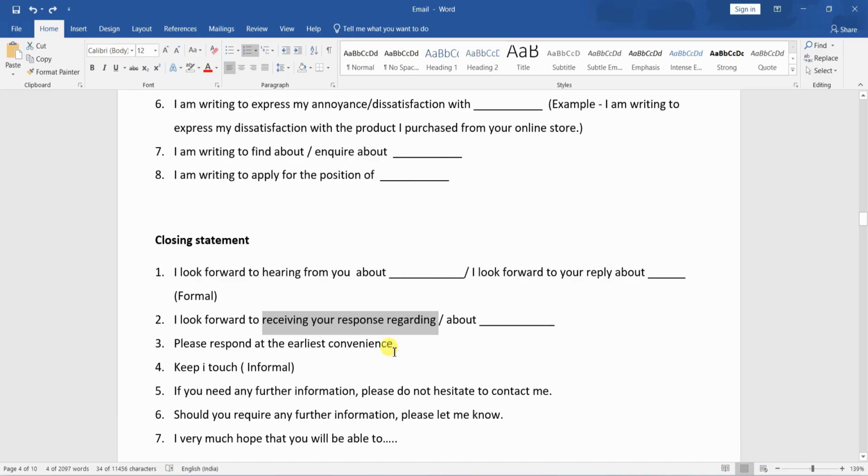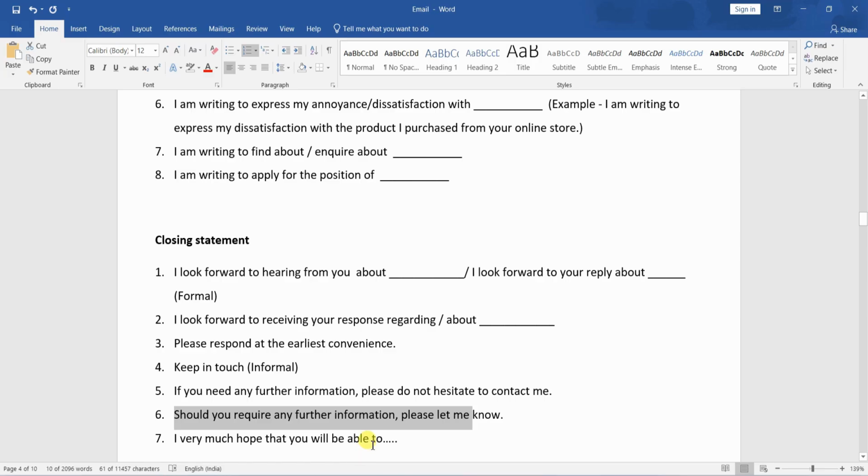Means you can write this sentence also. It depends on how you use it. Keep in touch. Informal, you are writing to your friend, so it will be informal. If you need any further information, please do not hesitate to contact me. Formal. Feel free to message me. Informal. Please do not hesitate to contact me. Formal. Should you require any further information, please let me know.